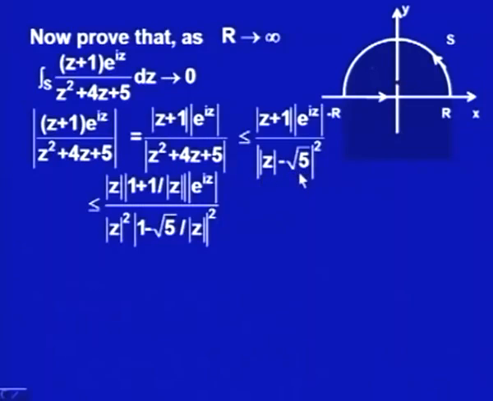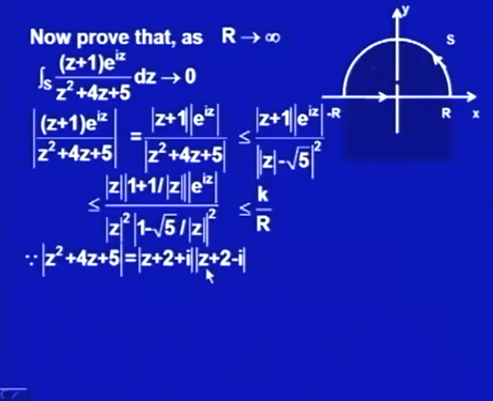Now, since mod z is greater than r, this is bounded by some constant, and since mod z is greater than r, we get 1 upon mod z, so this should be less than 1 upon r. And e to the power iz, if I treat it as 1, I would get the bound as k upon r. Again we have got the bound as k upon r for the function f(z).